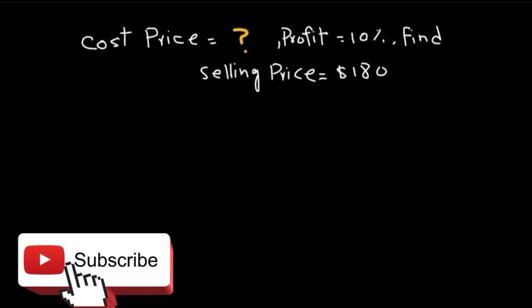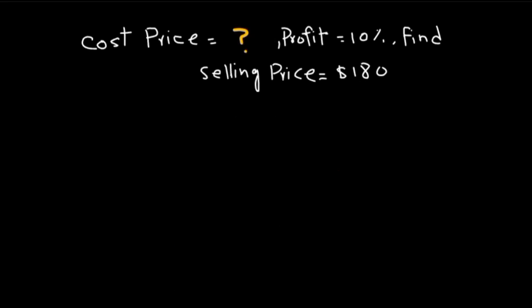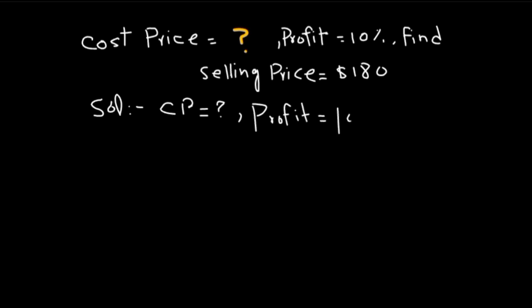Now for the sake of practice, we take another question. How can we find the cost price when profit is given and selling price is also given? So for this, first of all, we write down the values. CP, we have to find out CP, means cost price. Profit is given, that is equal to 10%, and selling price is also given. Selling price is represented by SP, that is equal to 180.